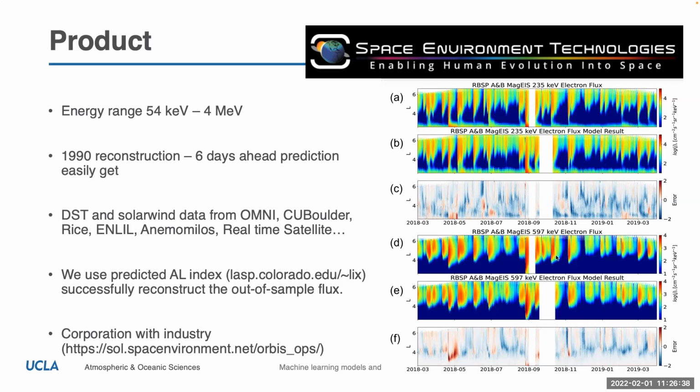So if we have different models of predicted Dst or other indices, we could even predict the electron flux a few days ahead. And right now we have NARMAX models and anomalous Dst, which could give us a six-day-ahead prediction.